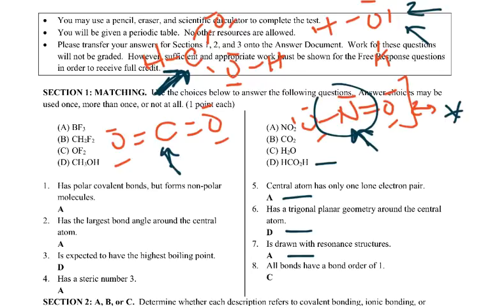And all bonds have a bond order of 1. Who's got all single bonds? Well, that's got double bonds. That's bond order of 2. Over here, the H2O, those two bonds are single bonds. So H2O has everybody with bond order 1. So that's answer C, H2O.